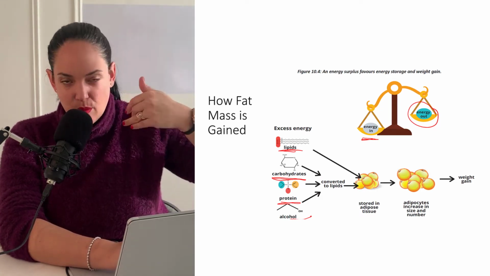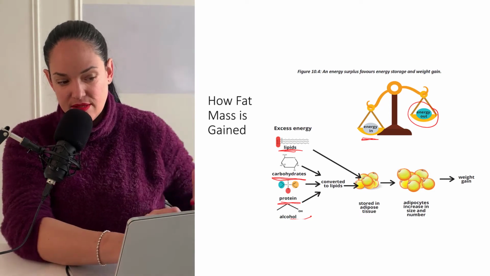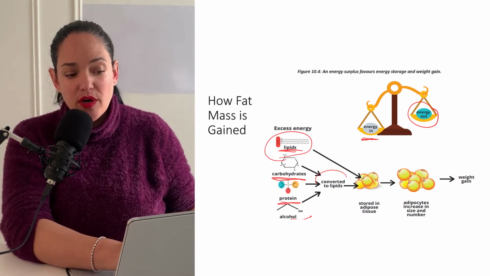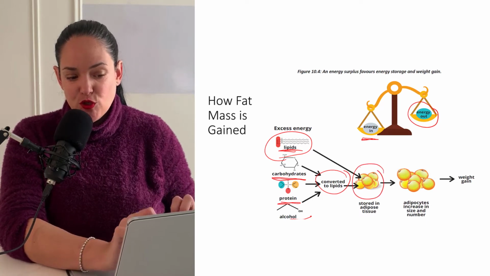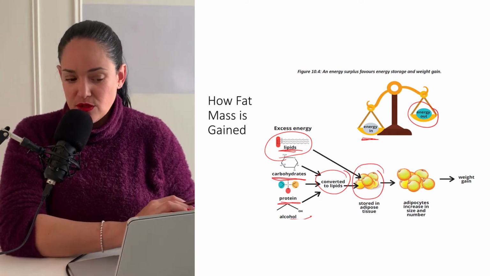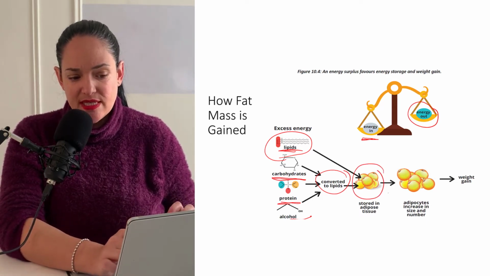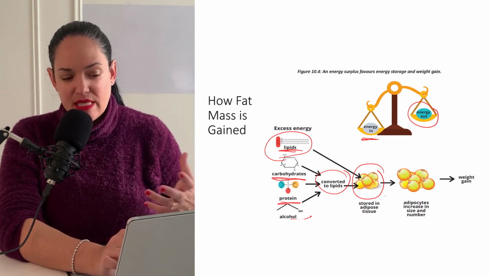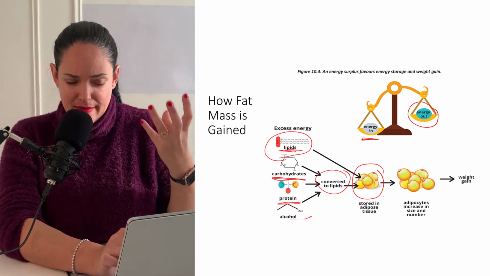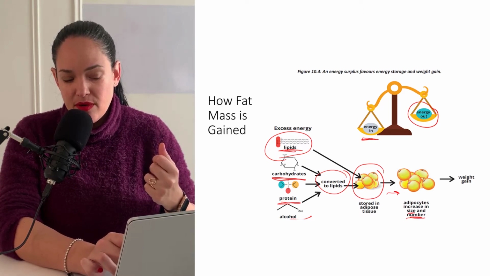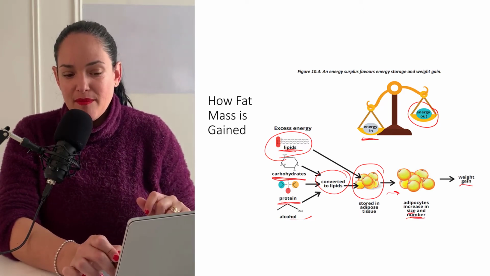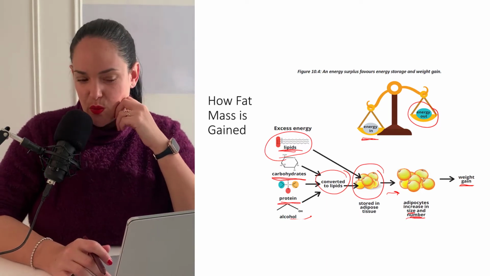Excess energy, when it's above the body's needs, is mostly converted into lipids. And that excess lipid is stored within adipose tissue, within our adipocytes. And as adipocytes gain fat mass, they increase in both size and number. And this increase in fat mass is what leads to an increase in weight gain.